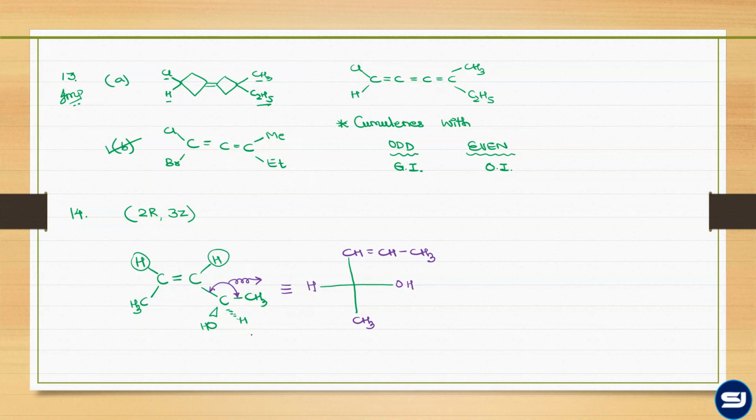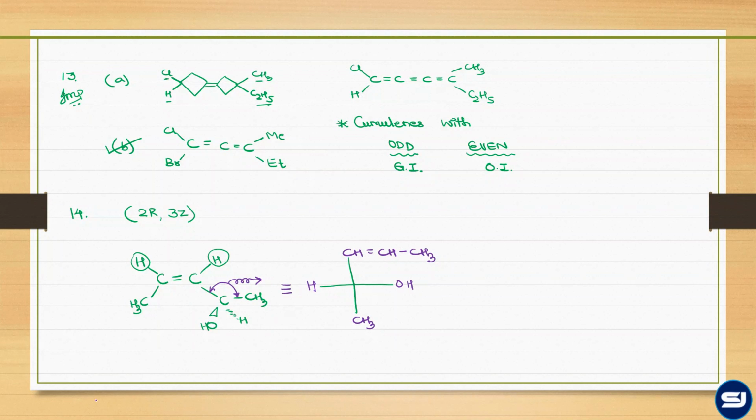ऊपर वाला ऊपर जाएगा, नीचे वाला नीचे आएगा. This is ऊपर वाला valency, this is नीचे वाला valency, which is flattened onto the vertical line. That's the concept of converting the wedge dash into the Fisher projection. Got it?